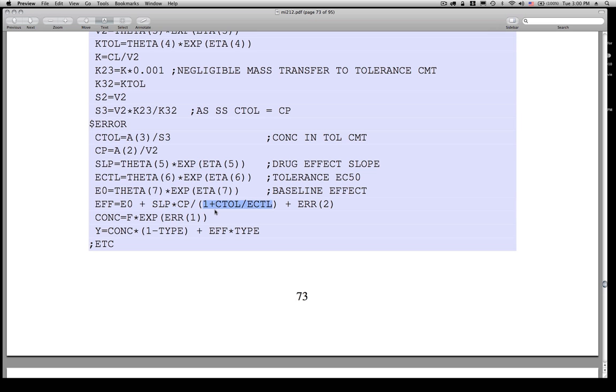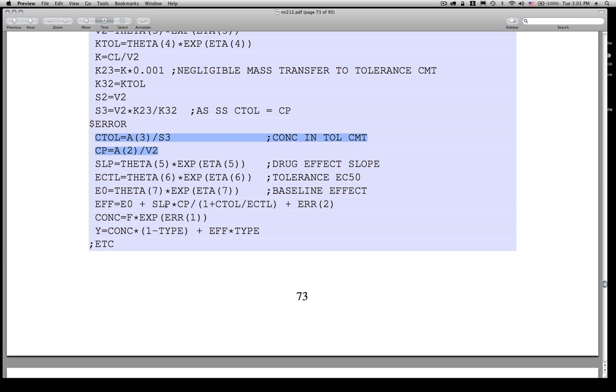But here's the one case that we've looked at so far in this whole course where we have a single endpoint, in this case it's effect, that is now a composite of multiple compartments. We have plasma concentration and tolerance compartment in the same expression for this one dependent variable. Okay, and the reason we can do that is because we've defined them both here.